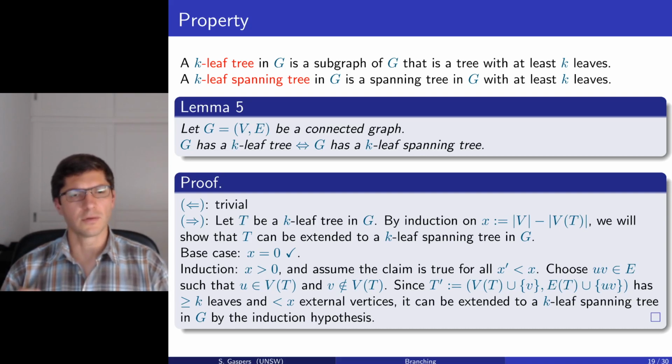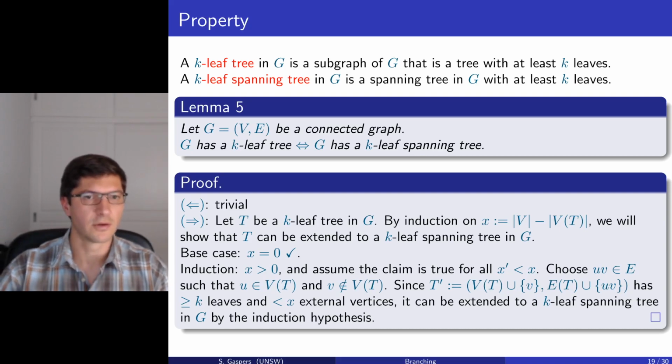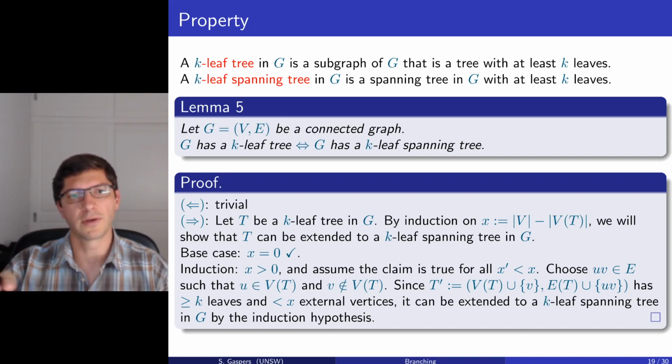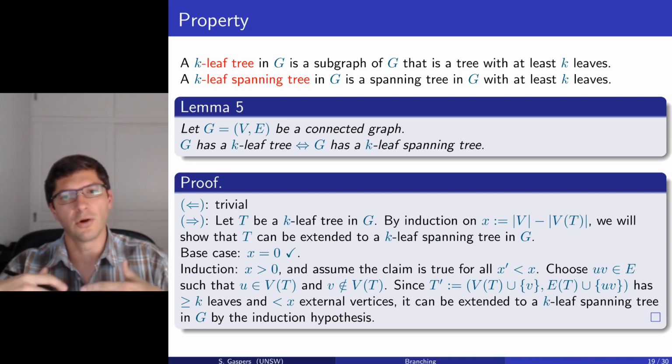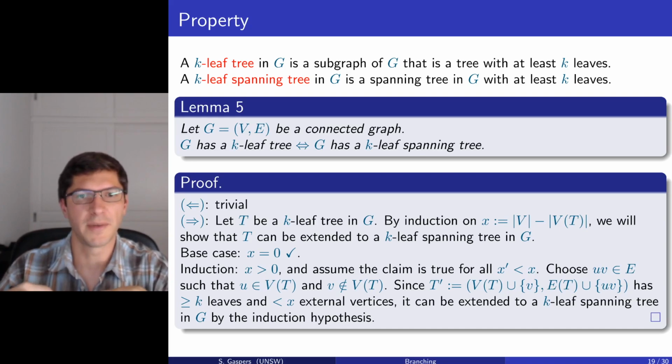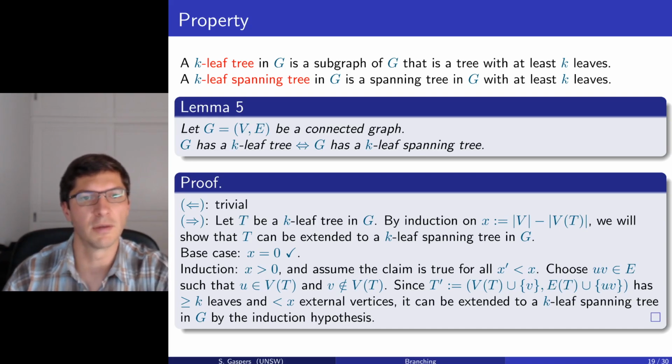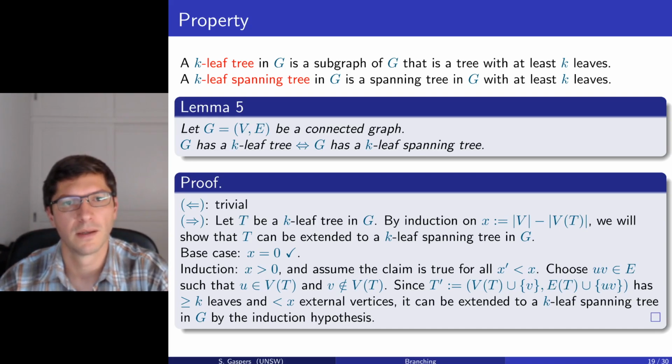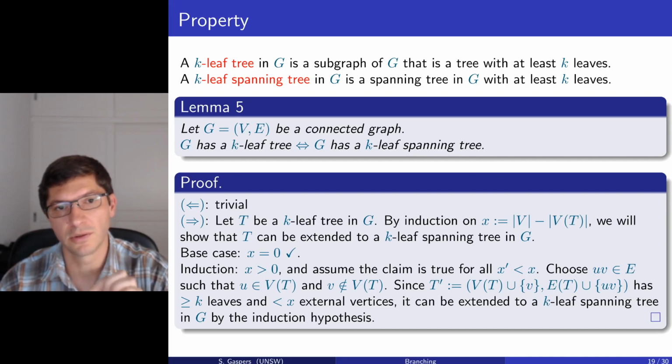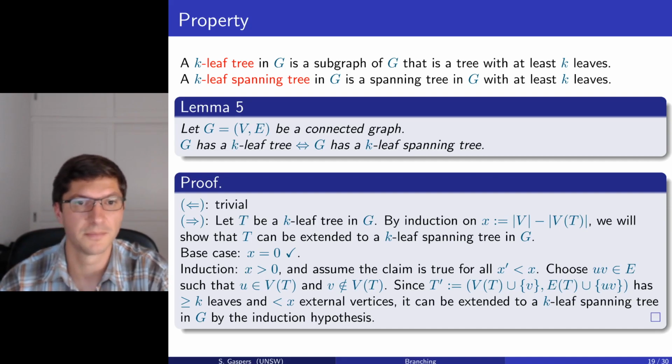So basically this means as soon as we have computed a tree with k leaves, we can always extend it to a spanning tree without decreasing the number of leaves. Of course, we need that our graph is connected for this to work.